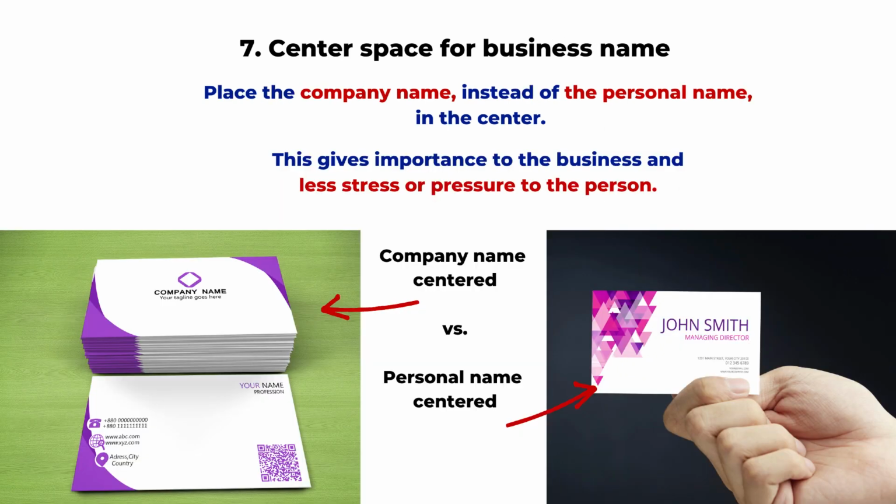Number 7 is about the center of the business card. The center is the most important area, and it should be the name of your business or the company name. If the person's name is in the center instead of the company name, that can mean the person is taking a lot of responsibility and can be very stressed or under a lot of pressure. So in general, we don't recommend the person's name in the center.